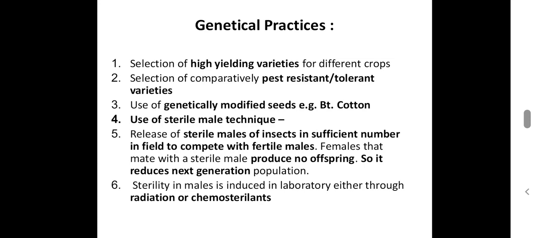Then use of the sterile male technique. This sterility is induced in laboratories with the help of radiations or chemosterilants. In this case, in a field, sterile males of the insect are released to compete with the fertile males. When reproduction takes place, females that mate with a sterile male will produce no offspring due to sterility, and so it reduces the next generation population.